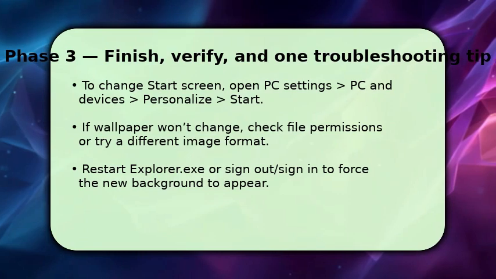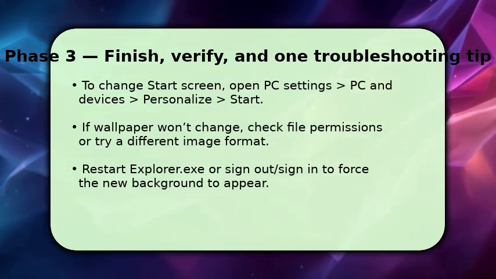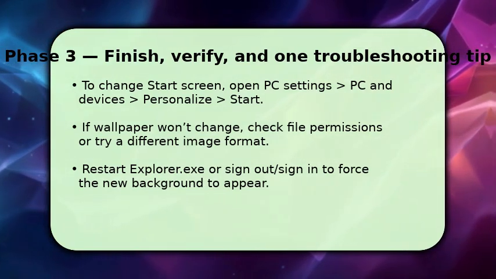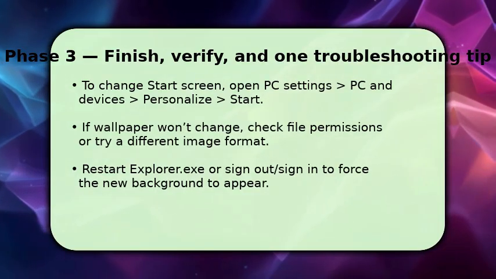You can also personalize the start screen separately. Open Charms, choose Settings, then change PC settings, go to PC and Devices and select Personalize. Pick a start background and accent color.